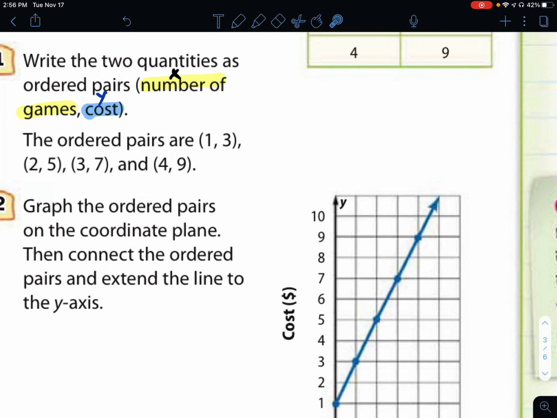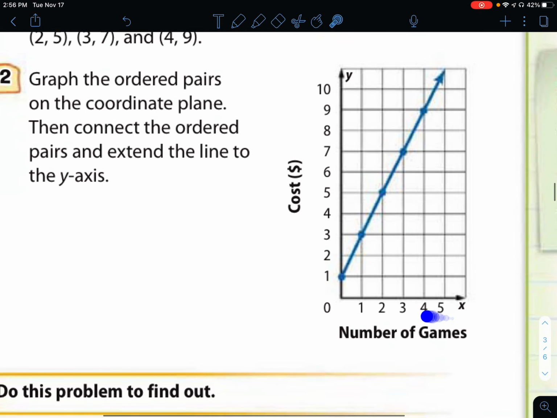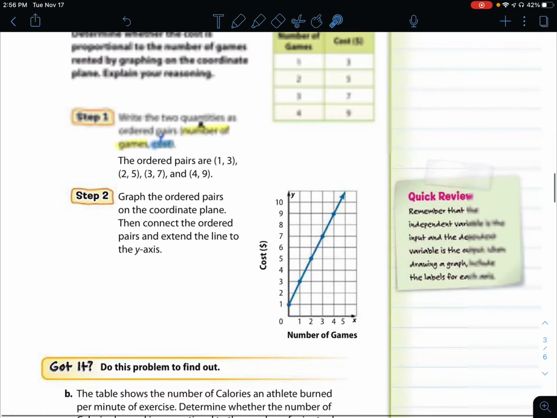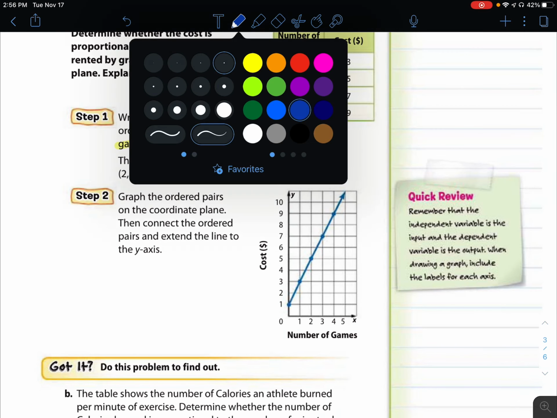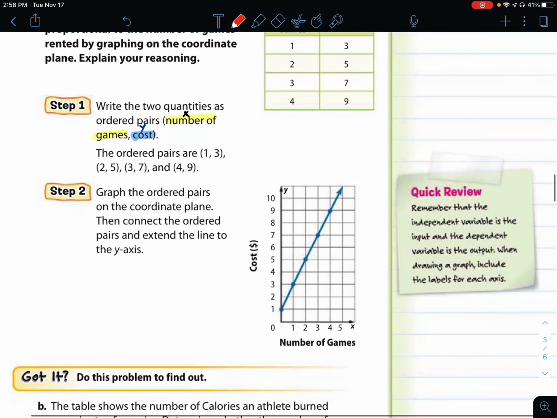So if you look at the graph right here, the cost will be our y-axis and our x will be the number of games. And if we plot all of those, again, we'll use red. (1, 3) is here, I'm sorry, right there. (2, 5) is here, (3, 7) is here, (4, 9) is here.